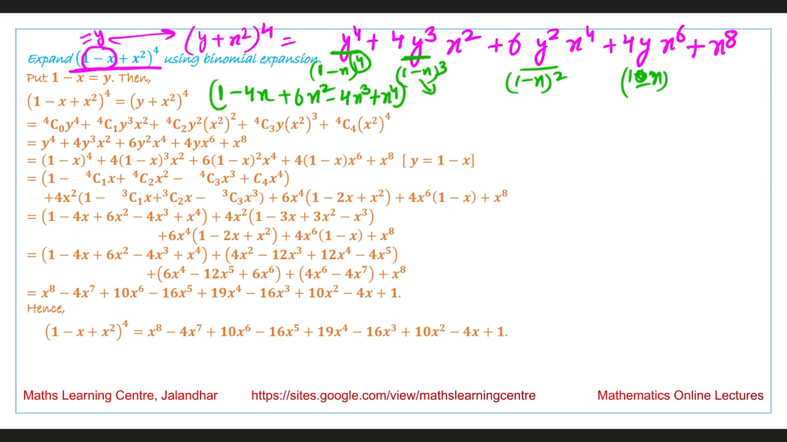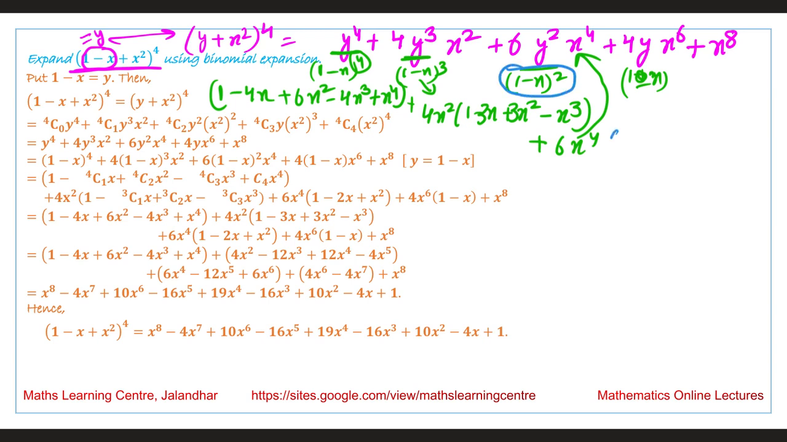Next 1 minus x whole cube, the expansion for this term we have 4x square is already there, and expansion of this term is 1 minus x plus x square minus x cube. The coefficients we have here are 3 and 3. Next we have plus 6x raised to the power 4 is already there, and 1 minus x square, it is 1 minus 2x plus x square. Then next it is plus 4 into 1 minus x into x raised to the power 6, and last it is x raised to the power 8.